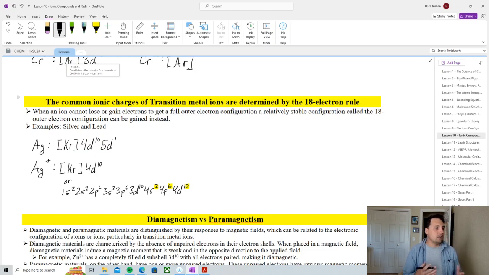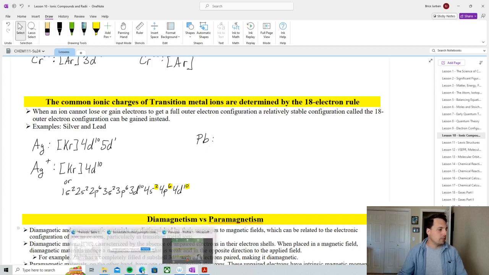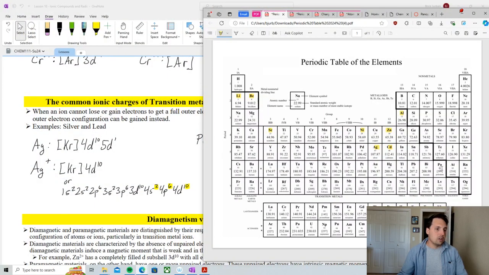Transition metals are uniquely determined by the number of d electrons that they have. One other example of this is lead. And lead can form two different ions, 2+ and 4+. Let's start by writing out what lead's standard notation is. And I don't believe it is an exception. In fact, it's not. So lead is over here. It's got 82 protons, 82 electrons. It's going to have a xenon core. So we'll start there. And then we'll go to 6s.